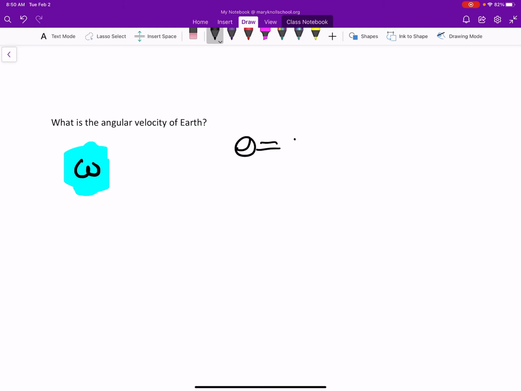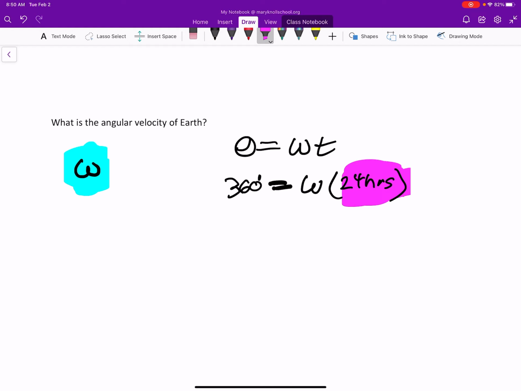Theta equals omega t. Okay, so theta, that's the 360 degrees, equals omega. And how long does that take? 24 hours. Now, we need this in seconds, so let's go ahead and transfer that over.